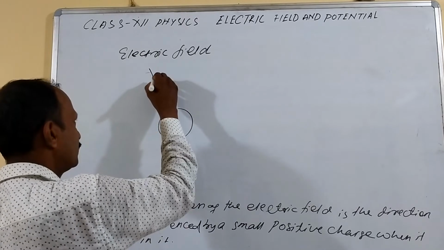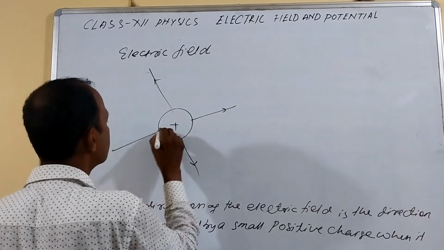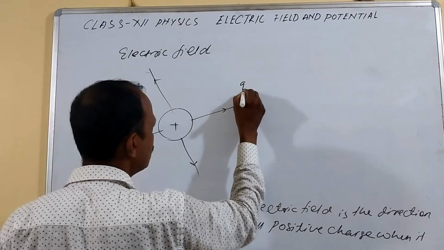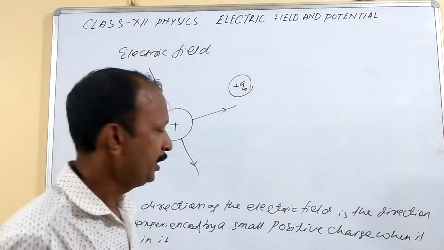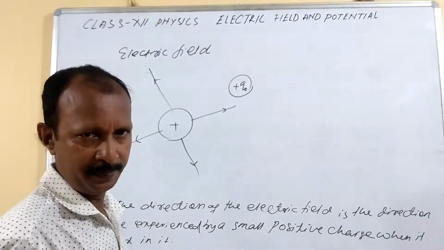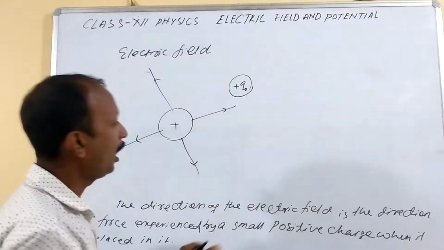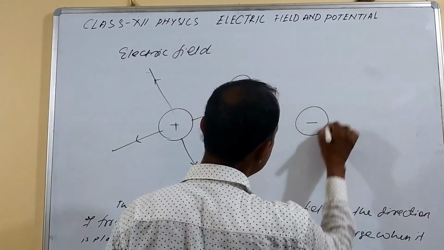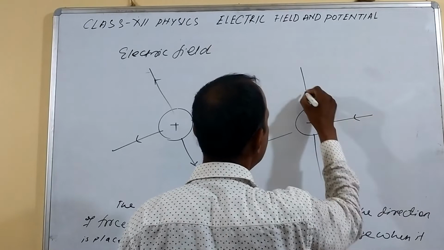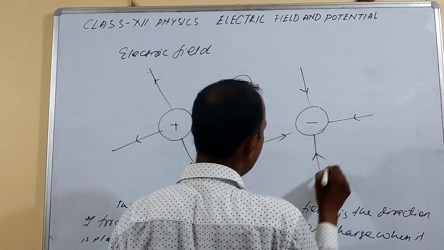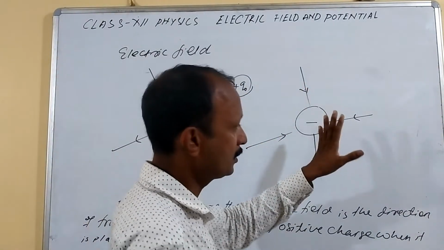Then the direction of the electric field will be outwards because this is a positive charge. So there will be a repulsion. So if the source charge is positive, the direction of the electric field is outwards, and if the source charge is negative, the direction of the electric field will be towards it. So this is outwards, this is inwards.